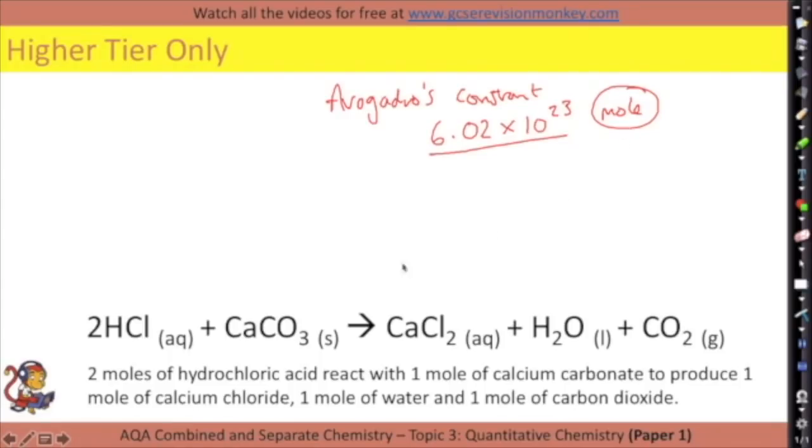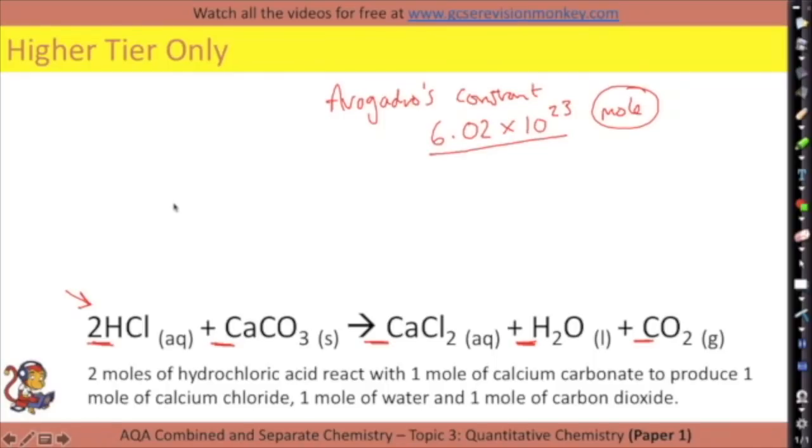The mole is represented by the large numbers in front of chemicals in an equation. For example, this equation here we can write out in terms of moles, and you may be asked to do this in the exam. So here we would describe this as 2 moles of hydrochloric acid reacting with 1 mole of calcium carbonate to produce 1 mole of calcium chloride, 1 mole of water, and 1 mole of carbon dioxide. So this is what the large number is representing, the ratio of moles that you have in the equation.